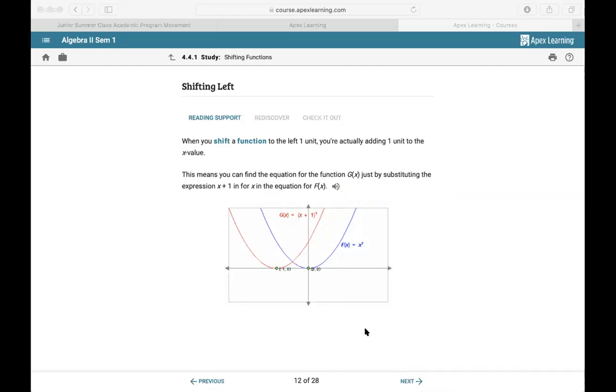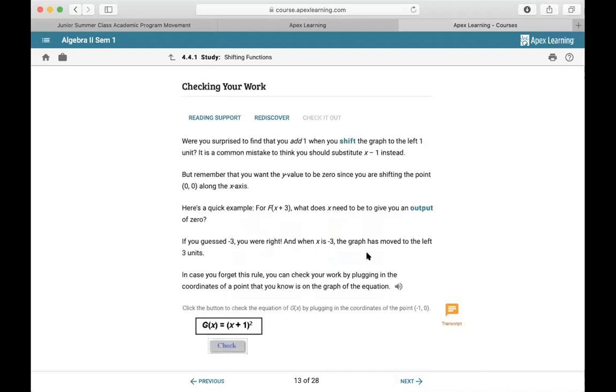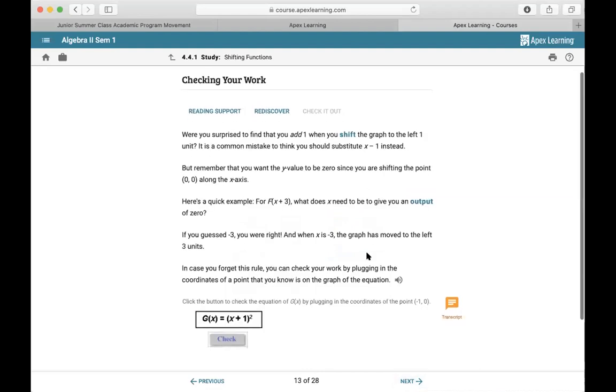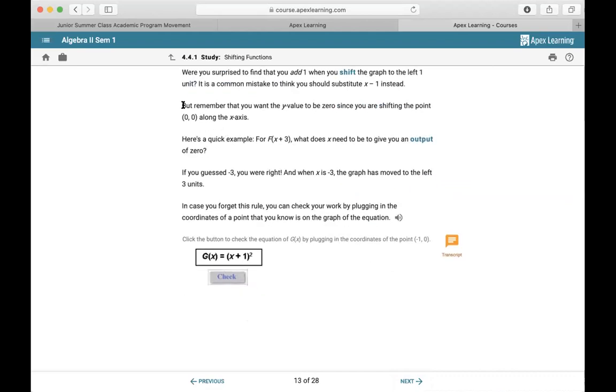So, moving forward. You may be surprised that you add 1 when you shift the graph instead of subtracting, but again, you're shifting the points. You can always check and see. That's exactly the one I just gave you. If we look at this one here, we went to negative 1, and we wanted to make sure that it should be at that 0 y coordinate, which it is.